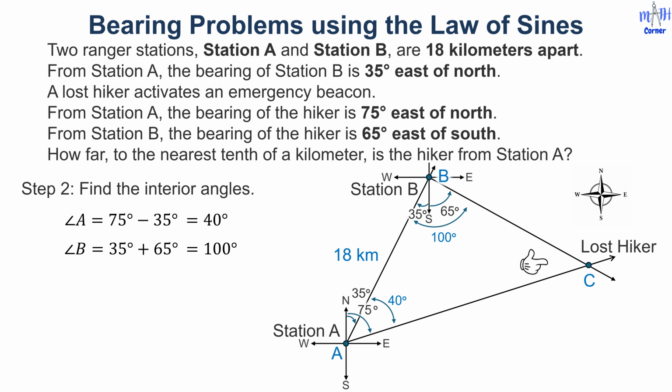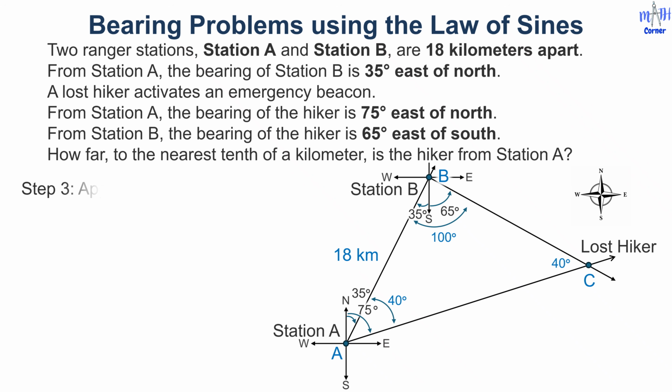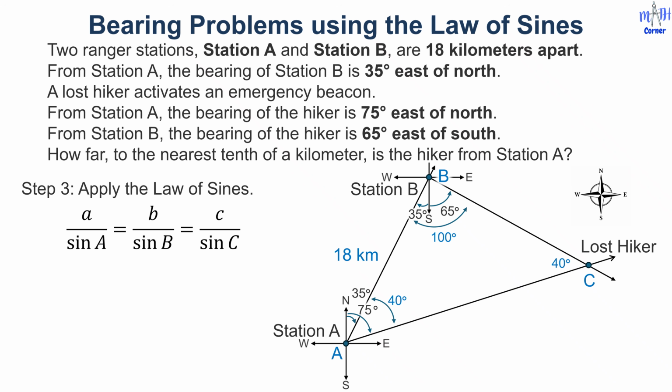Next is angle C. Angle C equals 180 degrees minus 40 degrees minus 100 degrees. So, angle C is equal to 40 degrees. Step 3. Apply the law of sines. We are solving the distance from station A to the lost hiker. Let's call it side B. From the triangle, side B is opposite angle B, or 100 degrees. 18 kilometers is opposite angle C, or 40 degrees. Now apply the law of sines. B over sine 100 degrees equals 18 over sine 40 degrees.